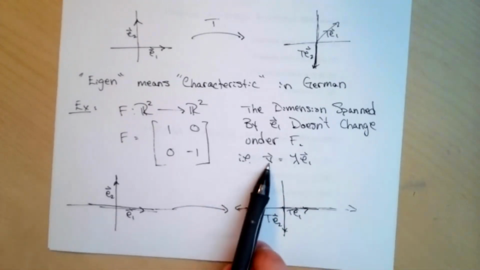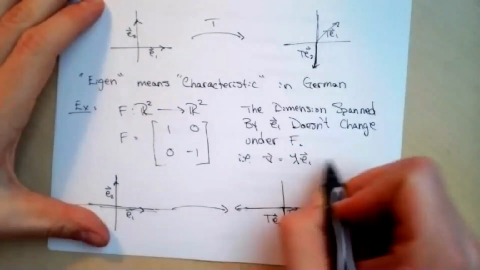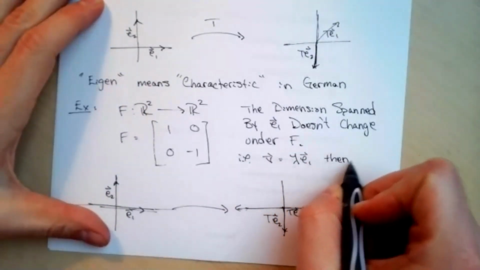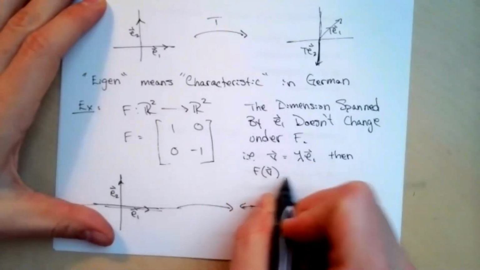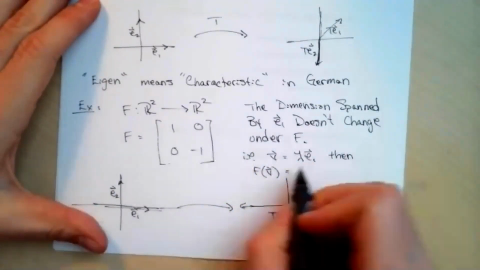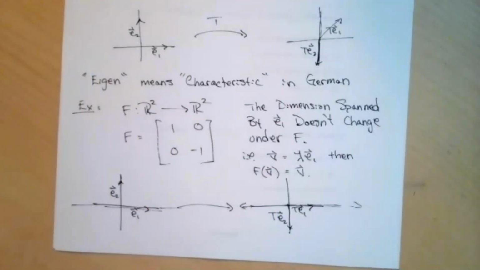So meaning if we have any vector v that is a scalar multiple of e, then f of this vector isn't going to change. Any point on that line isn't going to change. That dimension stays where it is. But what's happening to the other dimension?